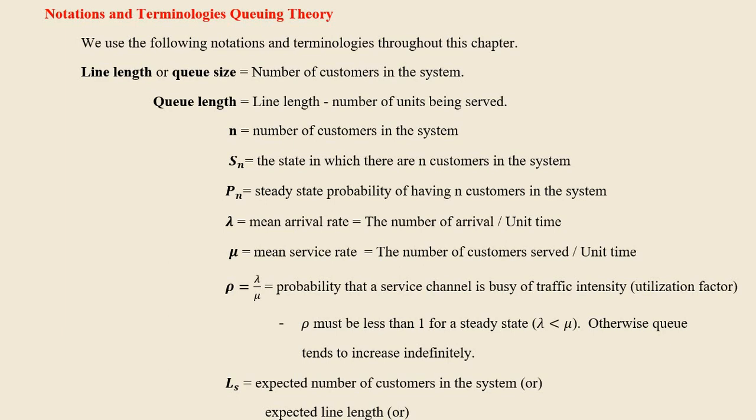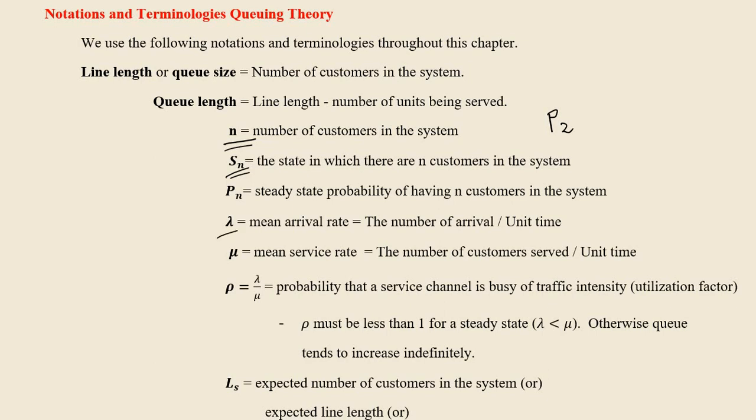The next notation is N. N denotes the number of customers in the system. Sn is a state in which there are n customers in the system, and the representation Pn is the probability of having n customers in the system. For example, if you write P2, it denotes the probability of having 2 customers in the system.